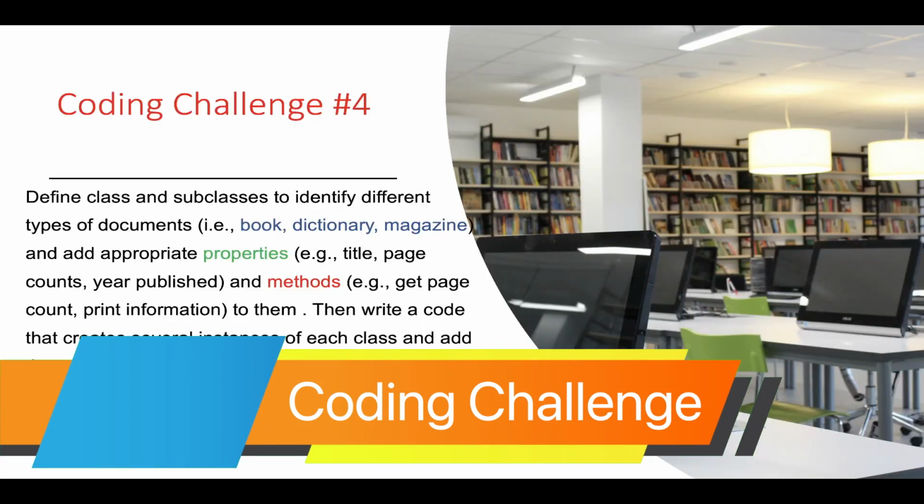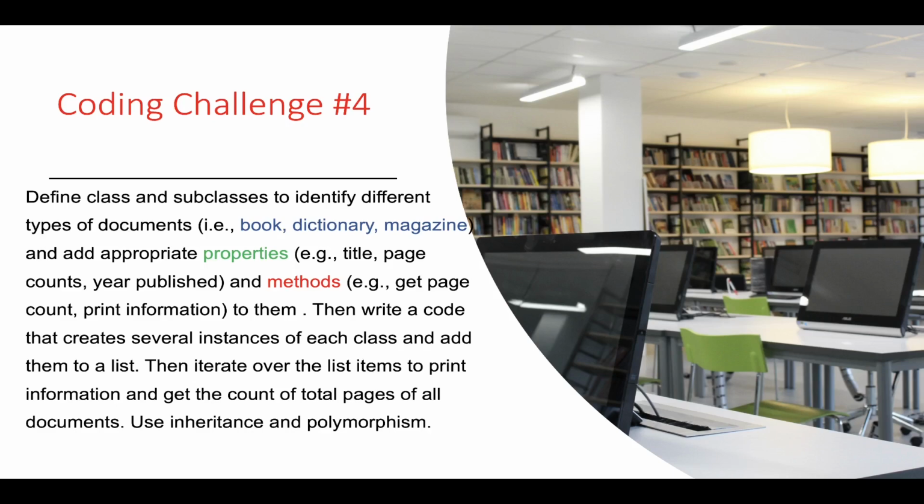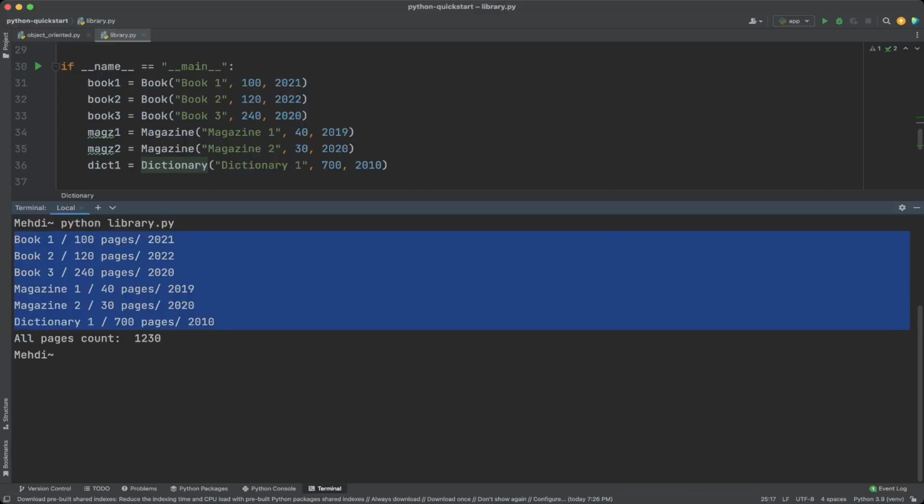In this coding challenge, you need to implement an application for a library to help manage some kinds of documents they have. Define class and subclasses to identify different types of documents, for example, books, dictionaries, magazines, and add appropriate properties such as title and page count, and methods such as getPageCount and print information to them. Then write code that creates several instances of each class and add them to a list. Then iterate over the list items to print information and get the count of total pages of all documents. Use inheritance and polymorphism. Your output should look like this one.